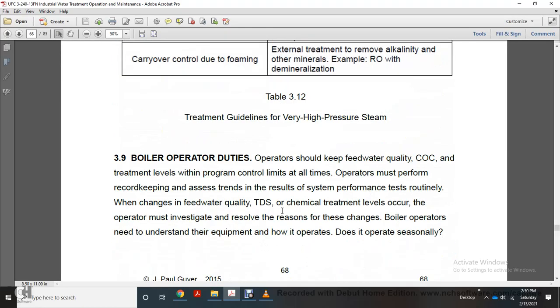Boiler operator duties. The operator should keep the feed water and cycles of concentration within the treatment level of the program control limits at all times. The operator must perform record keeping and assess the trends of the system results and the performance of the test routine. When changes in the feed water TDS or chemical treatment level occur, the operator must investigate the reason for these changes. The boiler operator needs to understand the equipment and how it operates.